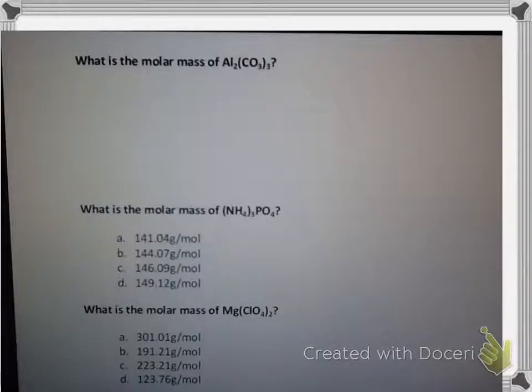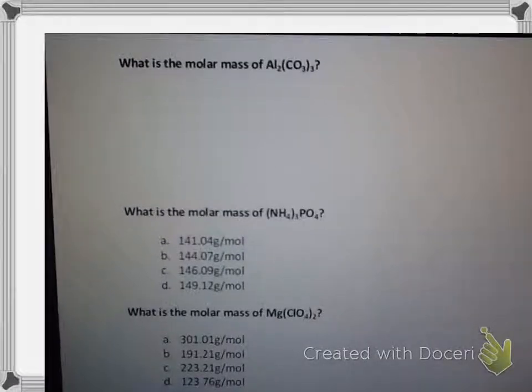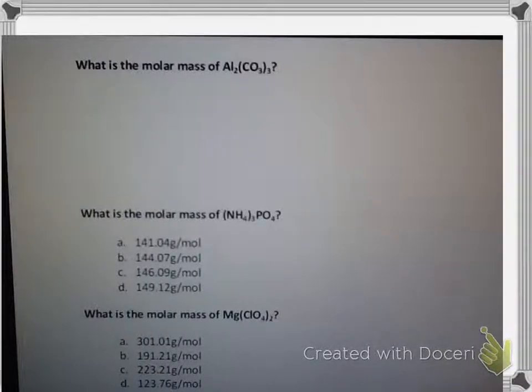Okay, so let's do a little more difficult problem. It says, what is the molar mass of aluminum carbonate? Al2(CO3)3. Here we have the molar mass of an ionic compound. So the first thing we need to do is find out what the mass of each of the individual atoms is, and then add those together.